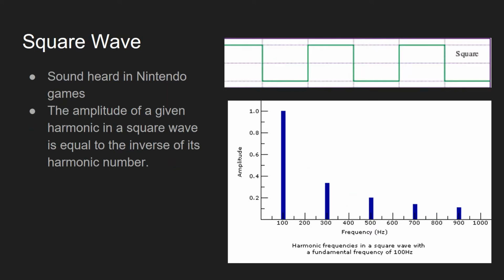So another waveform that the digital synthesizer can produce is a square wave, which is typically heard in Nintendo games or early Nintendo games. And looking at the frequency graph, the amplitude of a given harmonic in a square wave is equal to the inverse of its harmonic number, and we can see that there are not many divisions. It's not like the sawtooth wave. There are fewer. It's similar to what we would see in a chord.